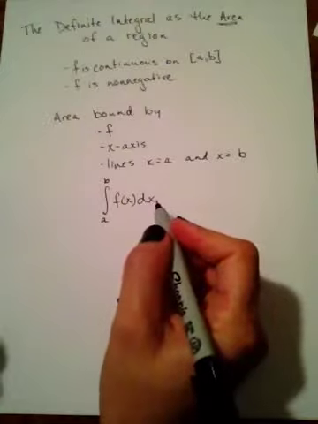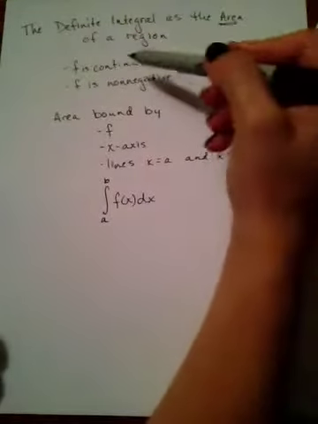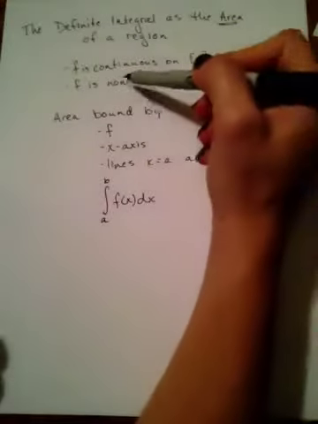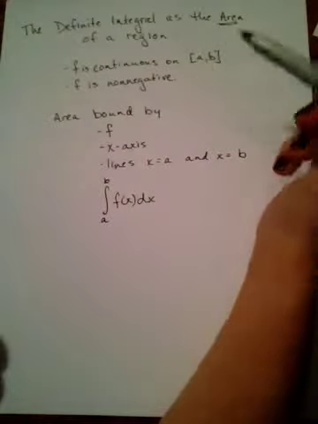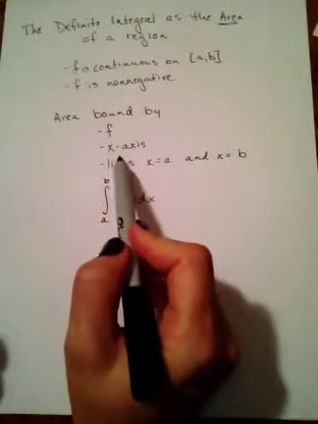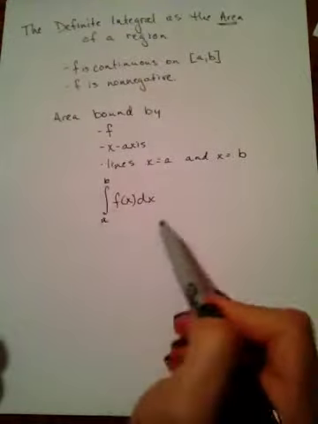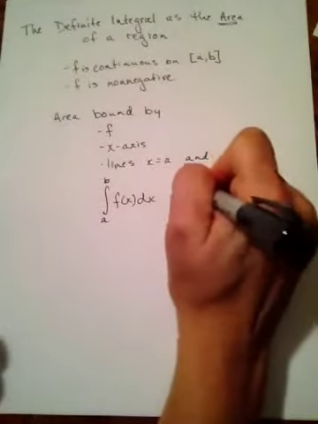Now, that's not to say that the definite integral always gives us an area, but it does in this case. So f has to be continuous on the closed interval from a to b. f has to be non-negative on the same interval. If that's true, then the area bound by our graph, f, the x-axis, and the lines x equals a and x equals b is this definite integral. So this could actually be a number.